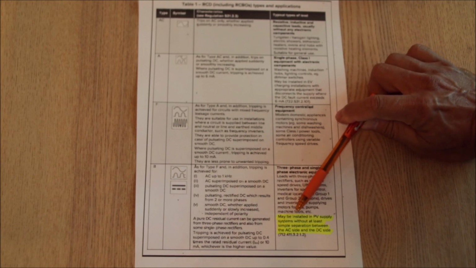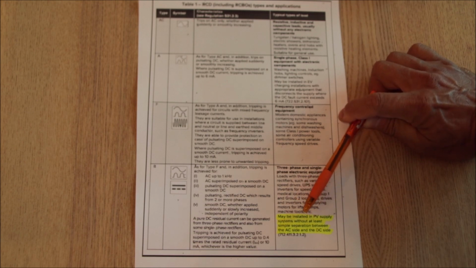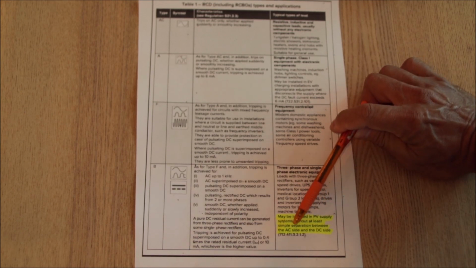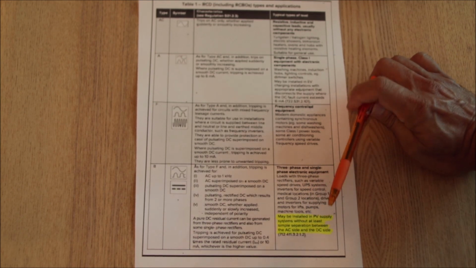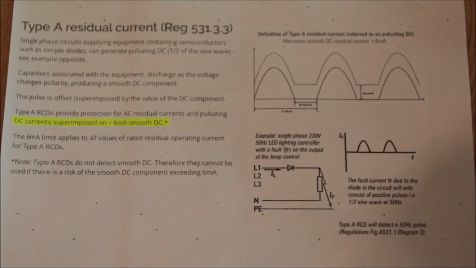And then also an interesting point for us, maybe installed in PV supply systems without at least simple separation between AC and DC side. And this we will later on look in detail. This is the case we are talking actually about today. Let's look into the types of RCDs in detail.